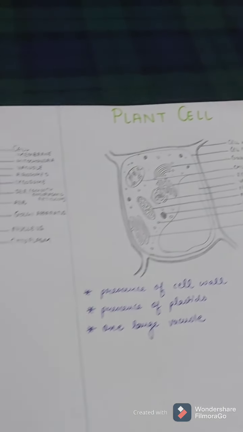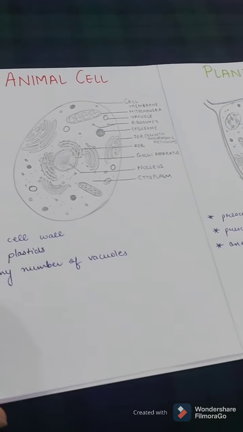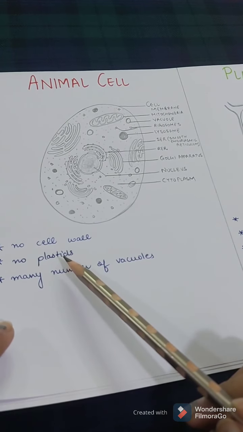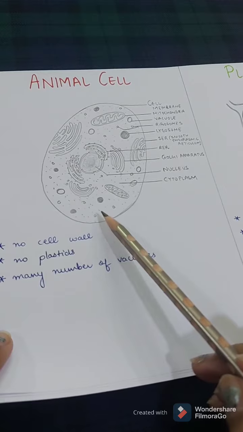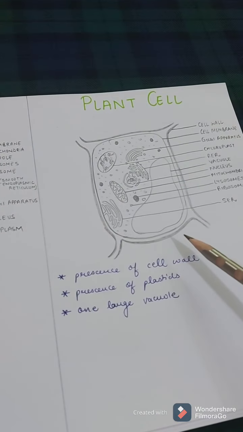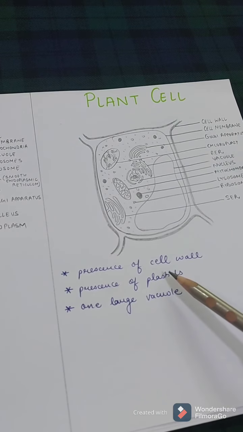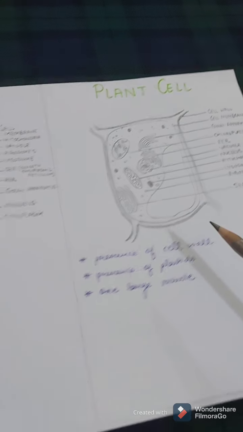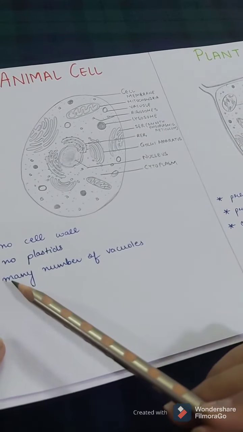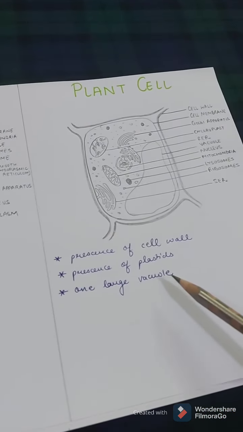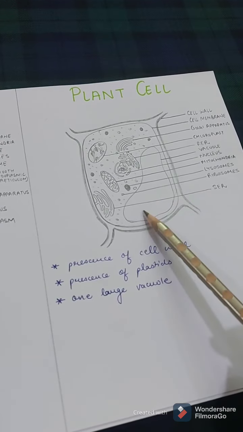So the basic differences between animal cell and plant cell: the animal cell is devoid of a cell wall and there are no plastids in an animal cell. Whereas in a plant cell, there is the presence of a cell wall and there is the presence of plastids. Animal cells have many vacuoles, but in the plant cell only one large vacuole is present.